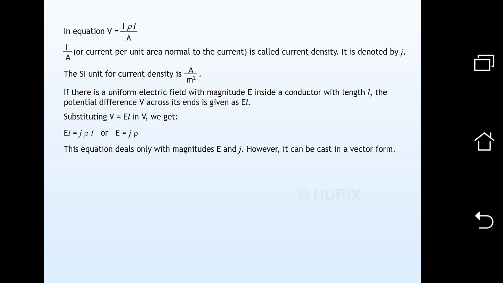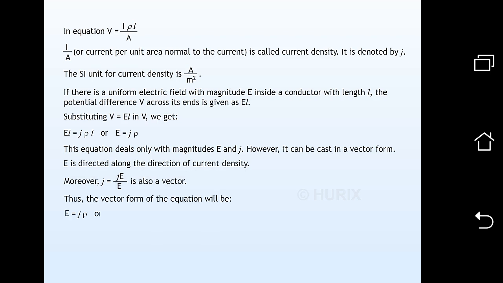This equation deals only with magnitudes E and J. However, it can be cast in a vector form. E is directed along the direction of current density. Moreover, J is also a vector. Thus, the vector form of the equation will be E equals J rho, or J equals sigma E, where sigma equals 1 by rho is the conductivity. Often, Ohm's law is stated in this form.